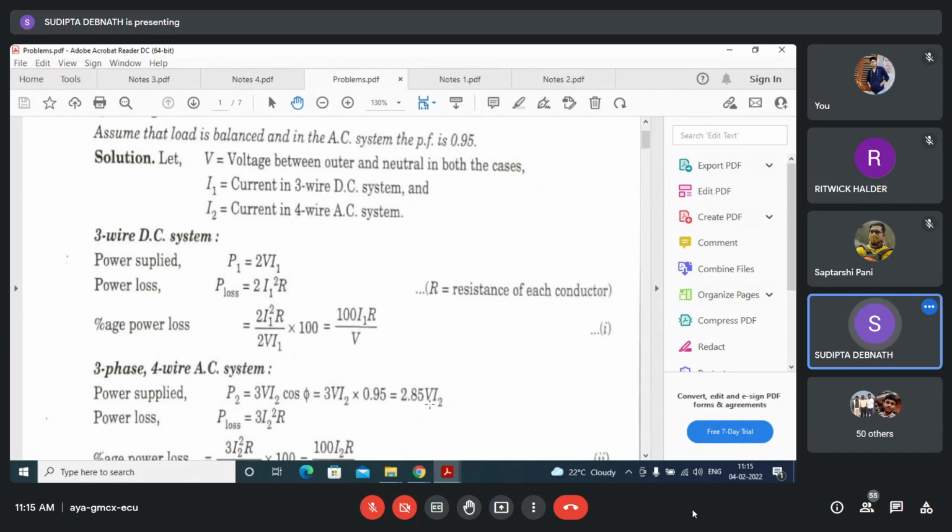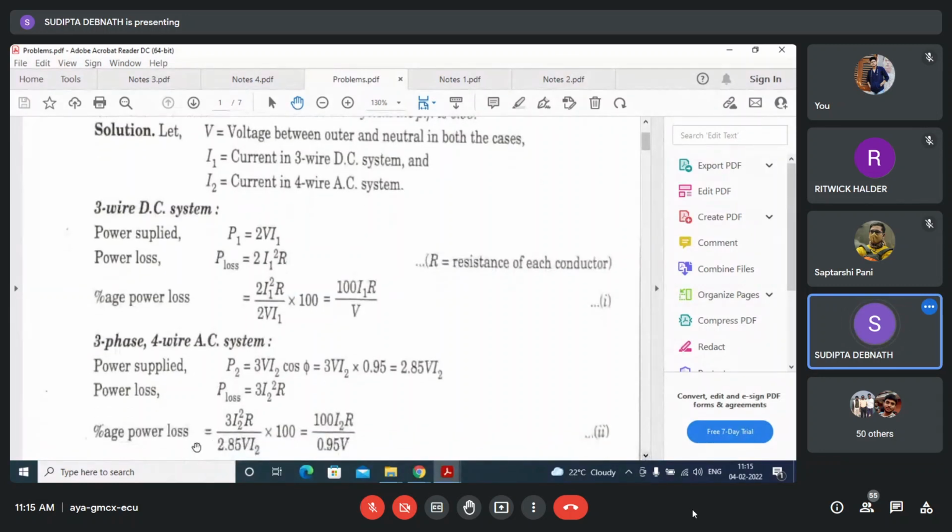What is the loss? Loss, you know, is 3I square R. So the power loss is 3 I2 square into R. The percentage power loss will be 3 I2 square R by P, that is P loss by P. So here the percentage power loss is this one. Now it is given that the percentage power loss in the two systems is the same. So this one will be equal to this one. Okay, equate this one and this one.